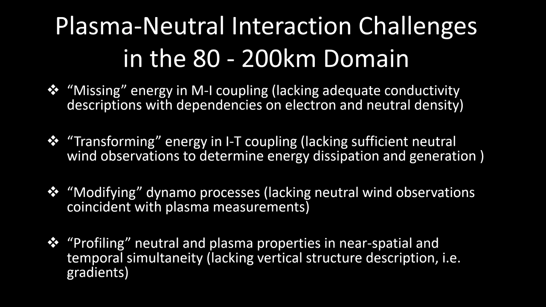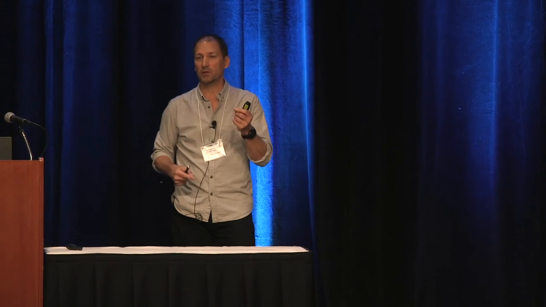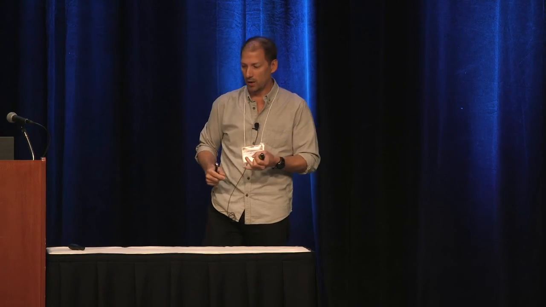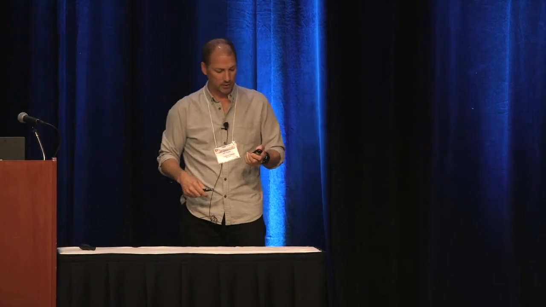And then overall, in this MLT-X domain, in the 80 to 200 kilometers, we really have limited profiling capability on the neutral side. I think the ISRs do a phenomenal job of that measurement. But on the neutral side, we're heavily lacking. And in that domain, it has the greatest gradients in every parameter that we can think of. And it also is a region where most of our energy is deposited. So it's a key region.